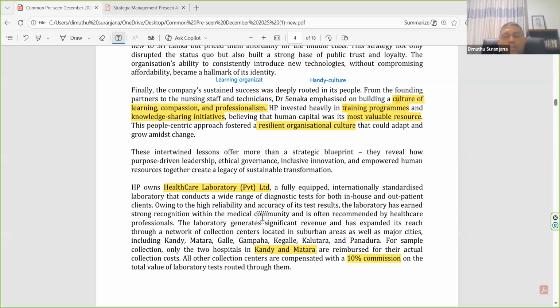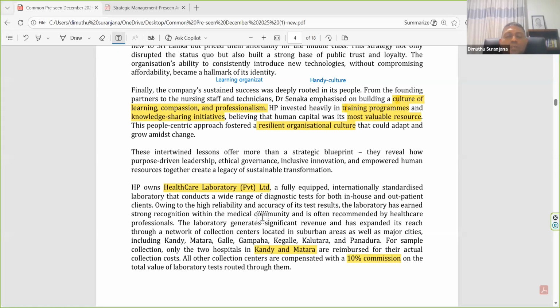Owing to the high reliability and accuracy of test results, the laboratory has strong recognition in the medical community and is often recommended by healthcare professionals. The laboratory generates significant revenue and has expanded its reach through a network of collection centers located in suburban areas. They established some collection centers, including Kandy, Matara, Kampala, Kegalle, Kalutara, and Panadura. These are some of the examples. There may be more than that.